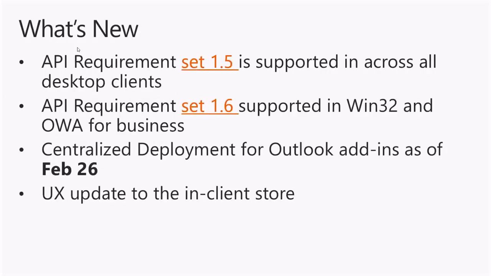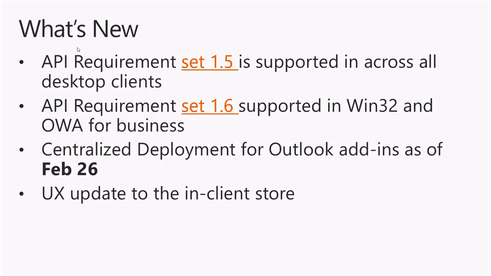So in terms of what's new, API requirement set 1.5 is supported across all desktop clients, and within the next month or so should also be supported on Outlook Mobile. API requirement set 1.6 is supported in Win32, so that's Outlook Desktop, and OAuth for business users. We also officially GA'd Centralized Deployment, for those of you who may not be familiar with that.